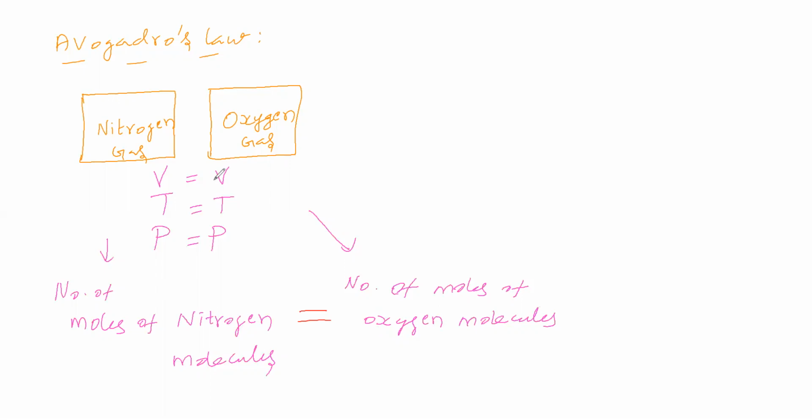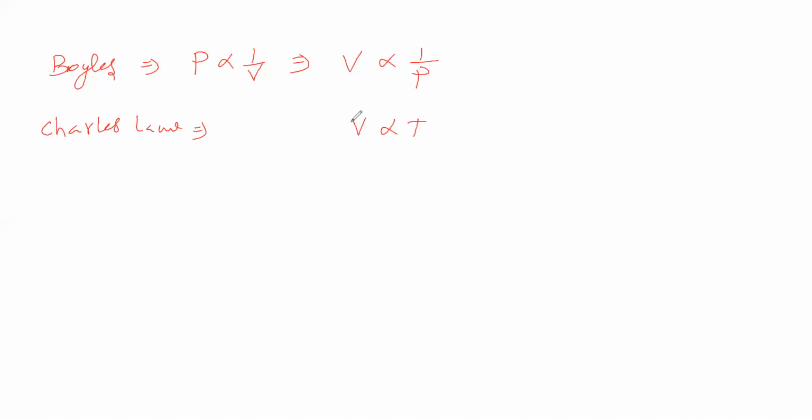So what are the laws we discussed? One is Boyle's law. As per Boyle's law, we can say pressure is inversely proportional to volume. This we will rewrite as volume is inversely proportional to pressure. Next law we will take is Charles's law. As per Charles's law we can say volume is directly proportional to temperature.